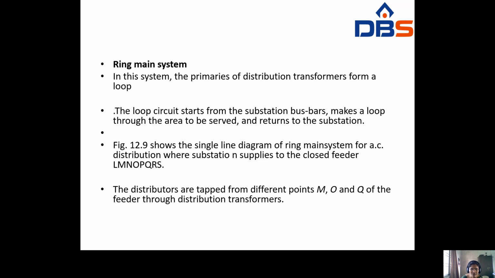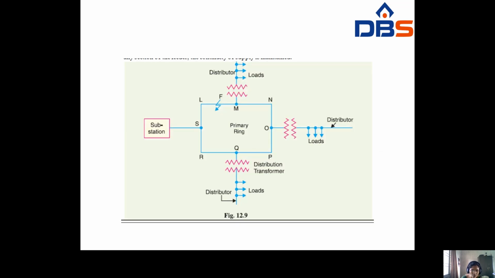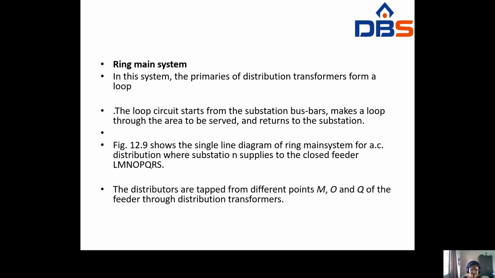The loop circuit starts from the substation bus bars, makes a loop through the area to be served, and returns to the substation. That means this is the loop area. This forms one loop area, so that's why this is called a primary loop.